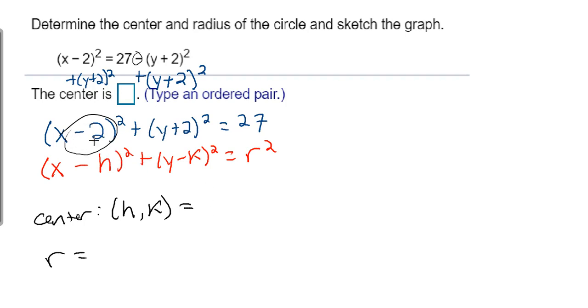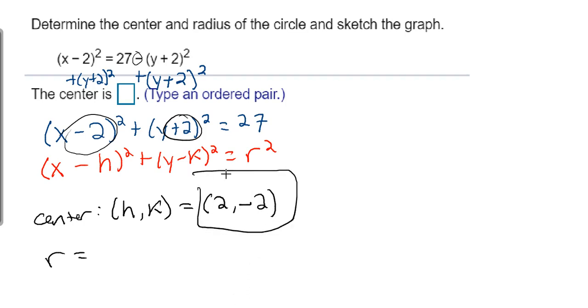So we have minus 2 here. So for h, we will use positive 2. It's going to be the opposite sign of that. And then for k, we have a plus 2 here. So in the coordinates for my center, I will use a negative 2 for k. And so my center is located at 2, negative 2.